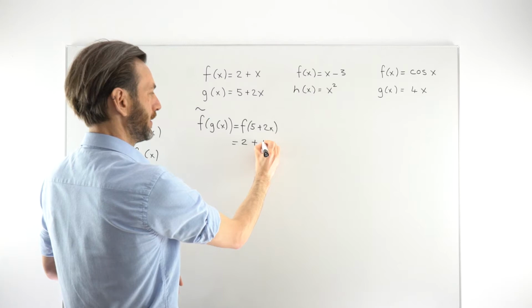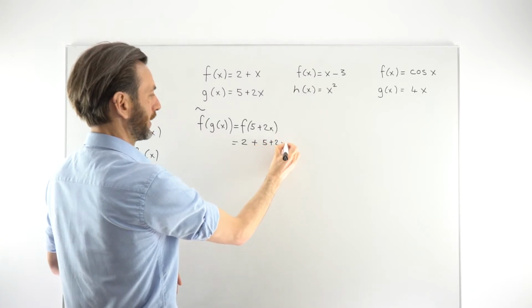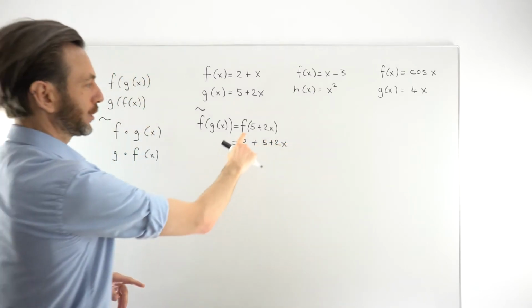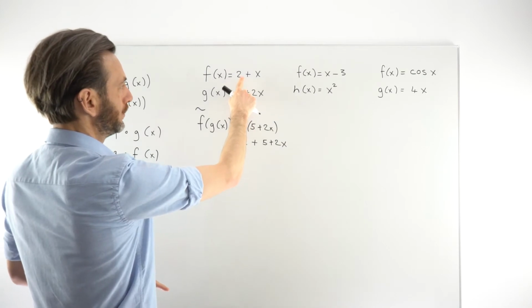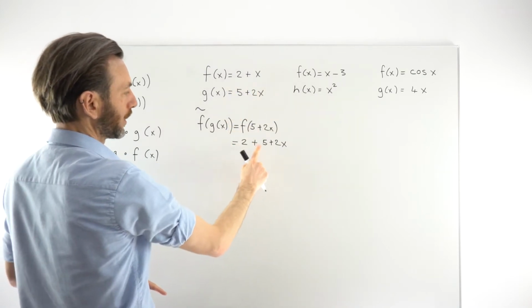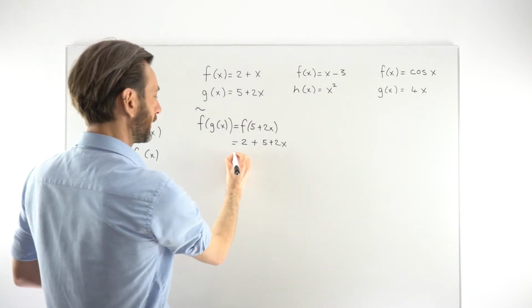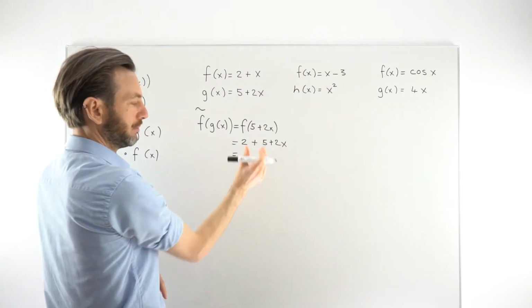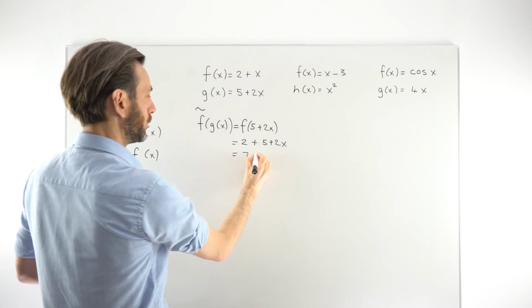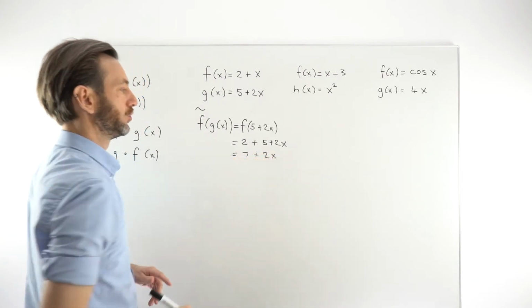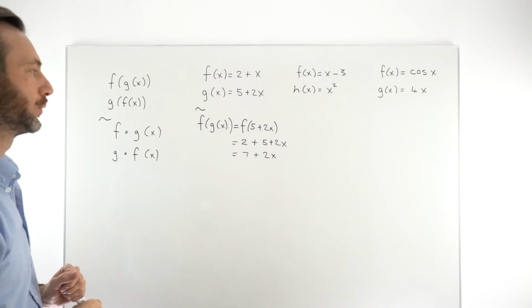So it's going to be 2 plus (5 plus 2x). Notice that I've mirrored the structure of the f function. It's 2 plus something, and it's 2 plus this new something, this new variable. We can take a line now just to tidy up the algebra by combining the number terms. We're going to get 7 plus 2x, and that's us done with that one.